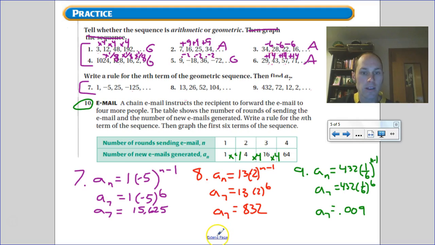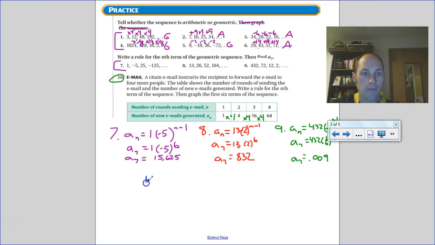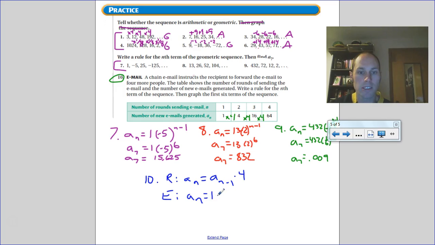So let's take a look at, first of all, the rules for that. So let's just take a look at the recursive rule. Well, the nth term is equal to the previous term times 4. Explicit rule will state that I'm starting with the first term, which is 1, starting with 1 person. They send it to 4 people, so multiply by 4 to the n minus 1.